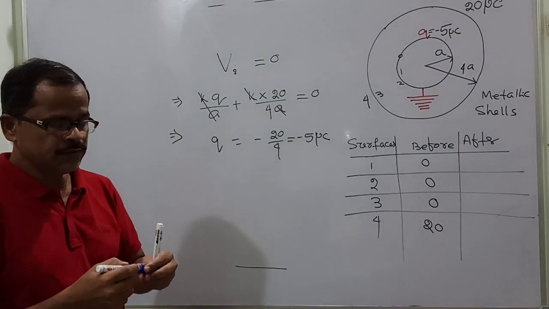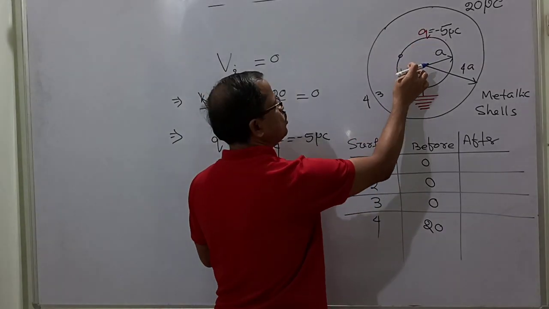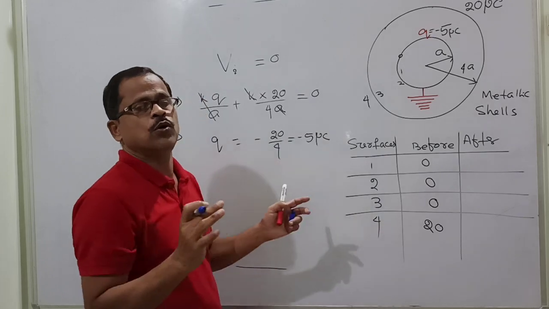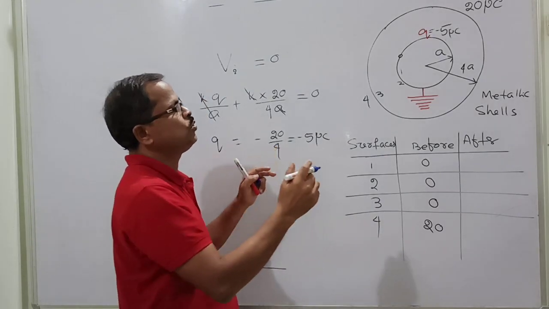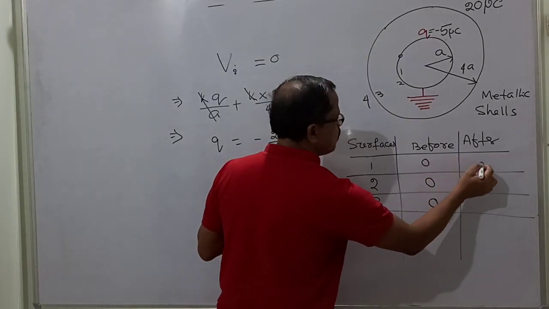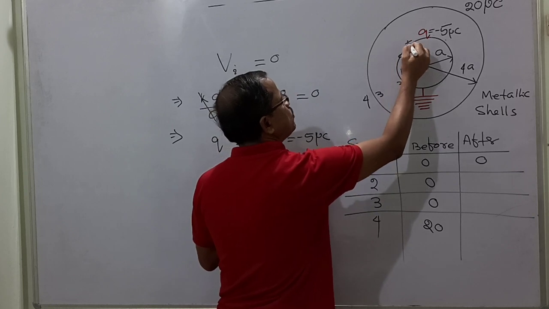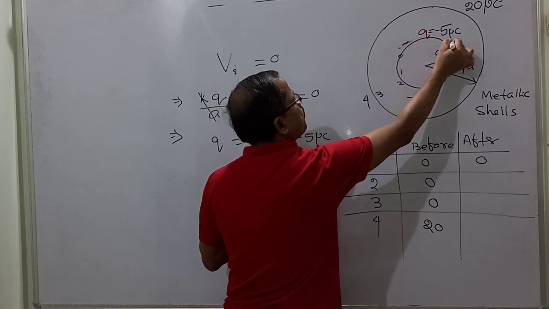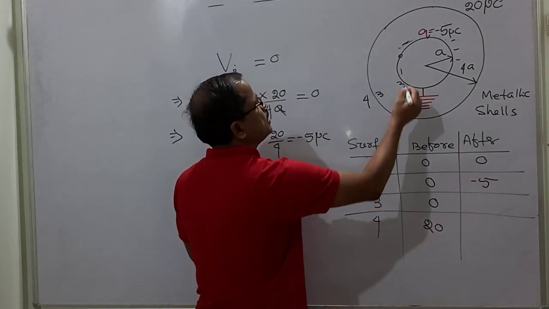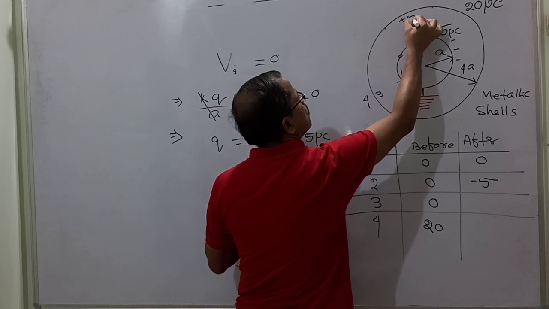Now come to the answer. The net charge on the inner surface will be 0, as you know. All the charges are on the outer surface, no charge will be present here. The charge on surface 1 before was 0, now after is also 0. The charge on surface 2 is equal to minus 5 microcoulomb. And since this charge is minus 5, here it will be induced plus 5.